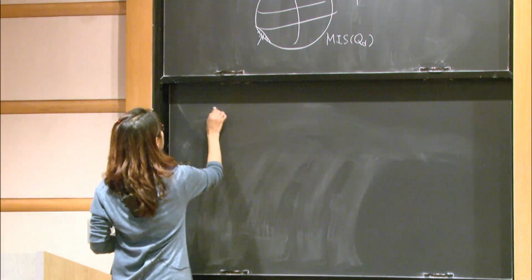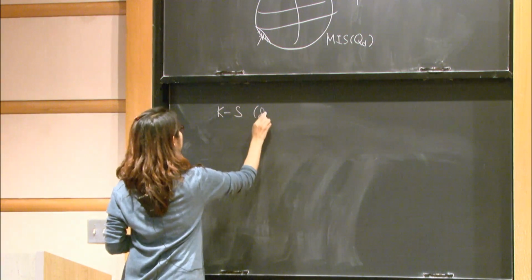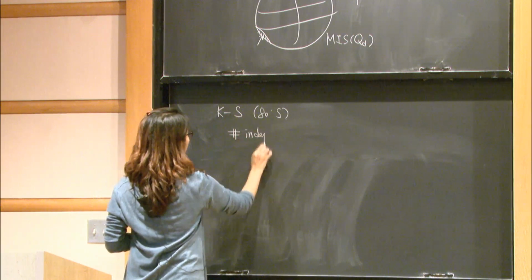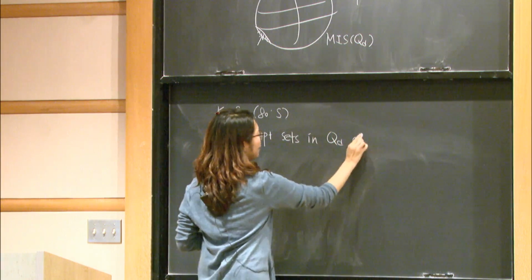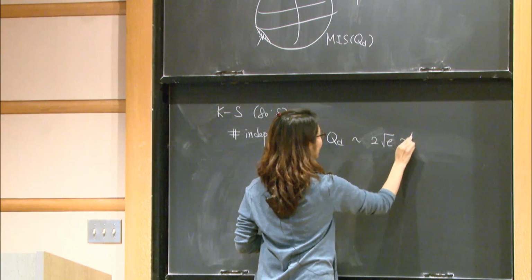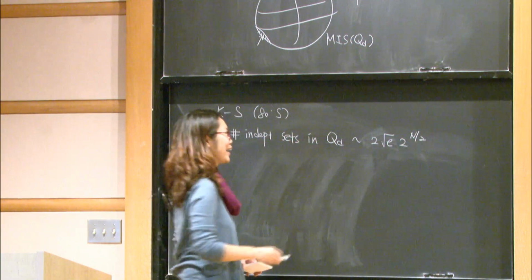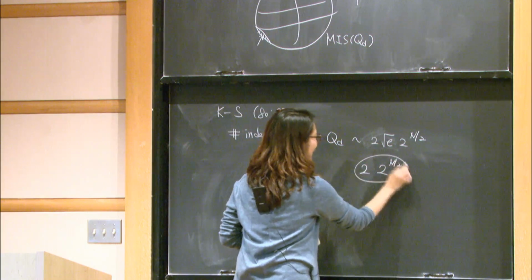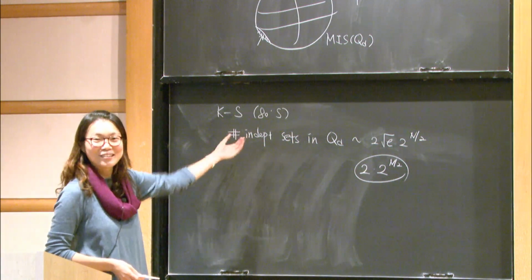So for example, Korshunov and Sapozhenko in the 1980s showed that the number of independent sets in Q_d is asymptotic to 2 times square root of e times 2 to the n over 2. So it has an e term, some mysterious e term here. And actually 2 times 2 to the n over 2 is a trivial lower bound for the size of this collection. Do you see it?